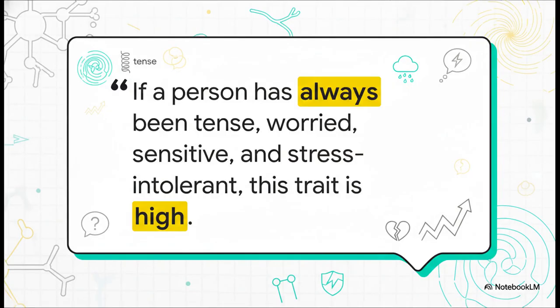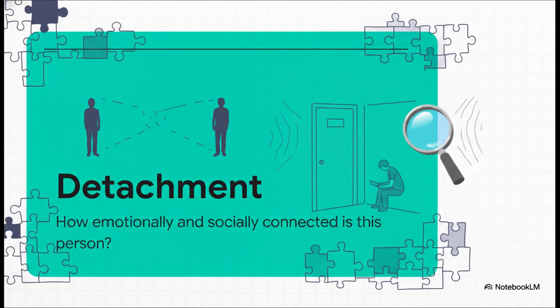And this is where it gets really powerful in the clinic. If you identify that someone has high negative affectivity, you're looking at a huge predisposing factor for conditions like anxiety disorders, depression, and even somatic symptom disorders. It's a big clue. Next up is detachment.